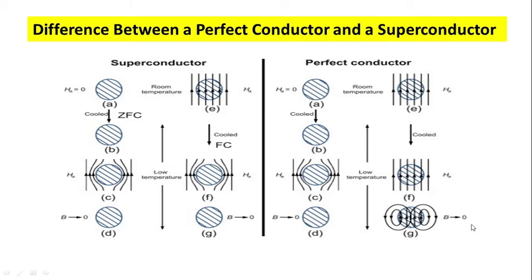When you again remove the magnetic field, then in the case of a superconductor, you have no memory of the magnetic field, but in the case of a perfect conductor, there is a memory of the magnetic field. So these are the two differences between a superconductor and a perfect conductor. As a summary, with the help of ZFC, that is zero field cooling, you can't distinguish between a superconductor and a perfect conductor, but in the field cooling process you can easily distinguish a superconductor from a perfect conductor.